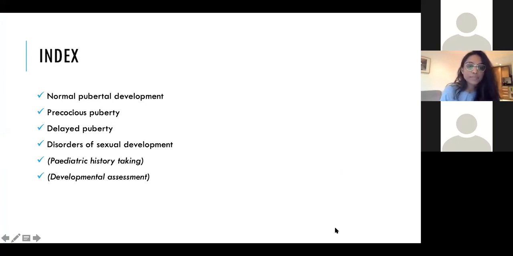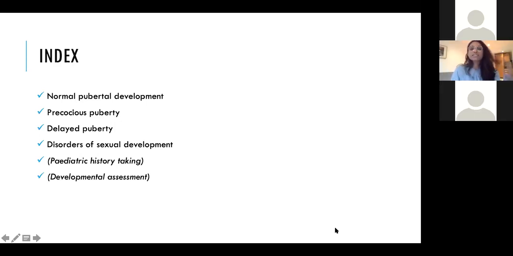So today we're going to be looking at normal pubertal development. You guys probably know more about this than I do. And then also looking at precocious puberty, which is quite an important topic, and then delayed puberty. They're all linked, so it makes sense to do all of that together. And then we'll briefly talk about disorders of sexual development. And then I'll touch on pediatric history taking.